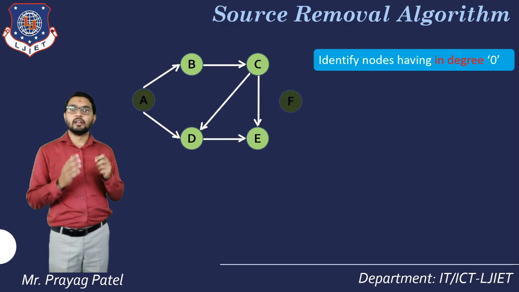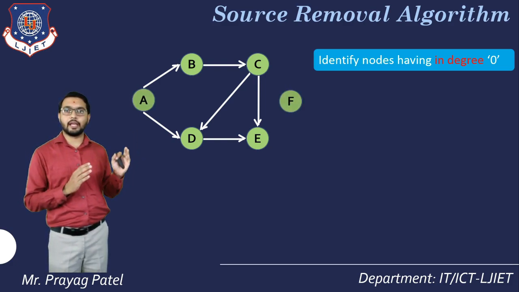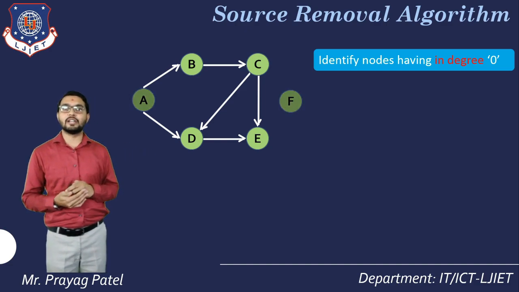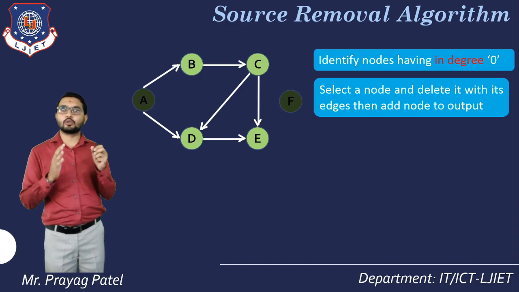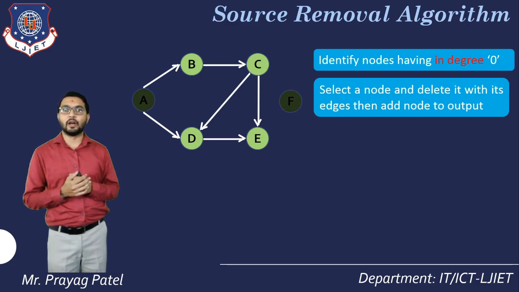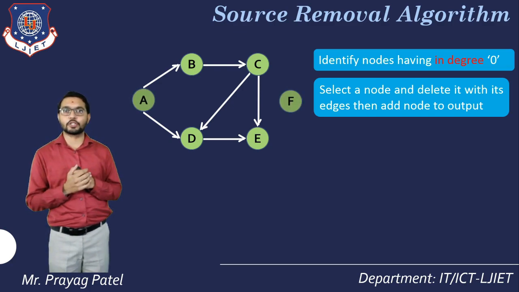Now consider the 0 in-degree nodes. Here we can say that node A and node F are 0 in-degree nodes. Now consider the second step. From these two nodes, pick any node randomly for removal. Now here consider the source removal algorithm. What is the meaning of source removal?